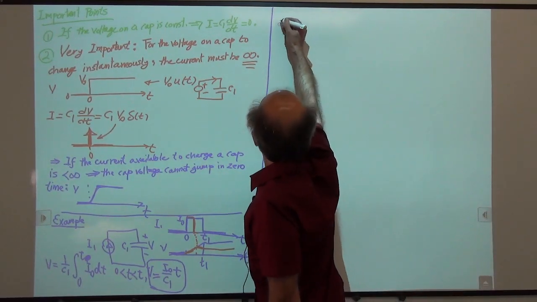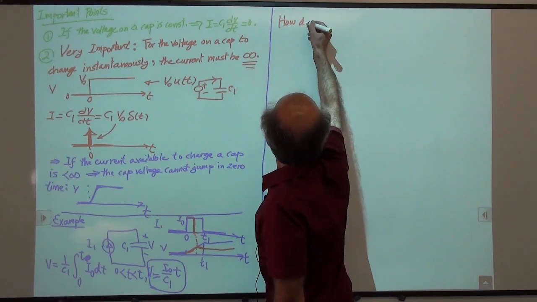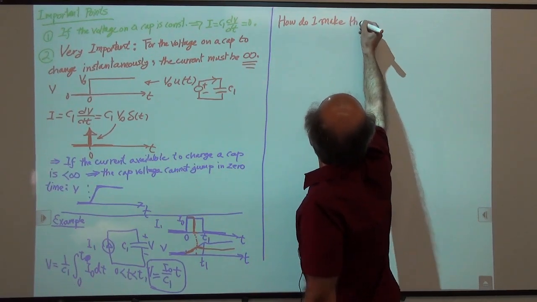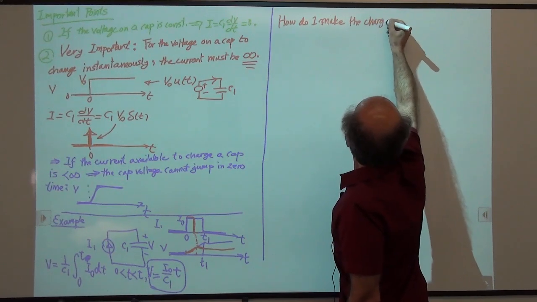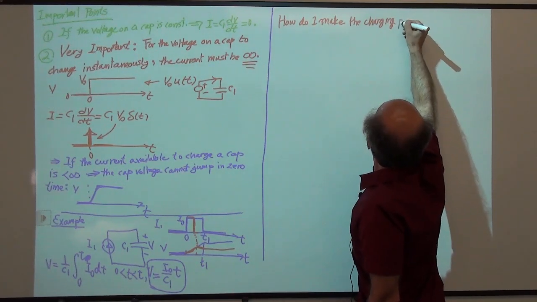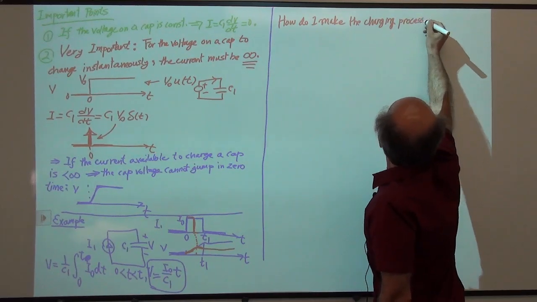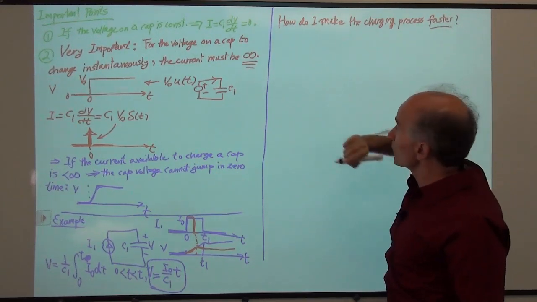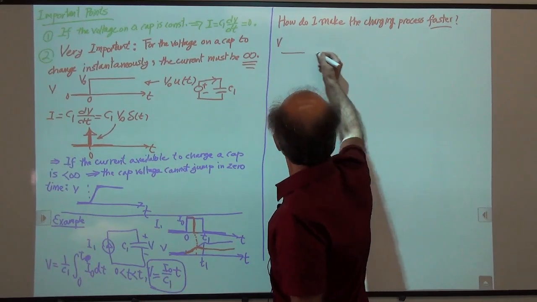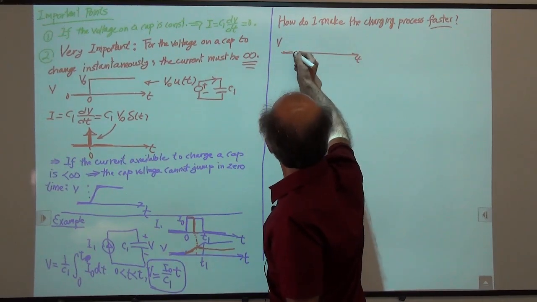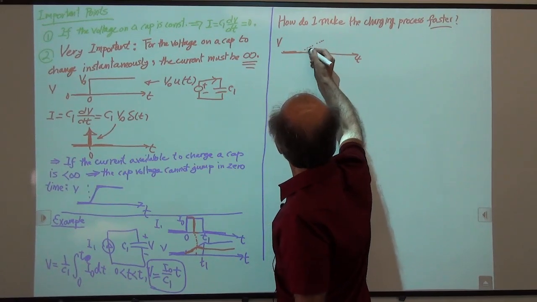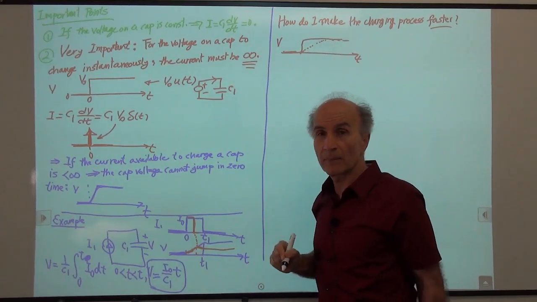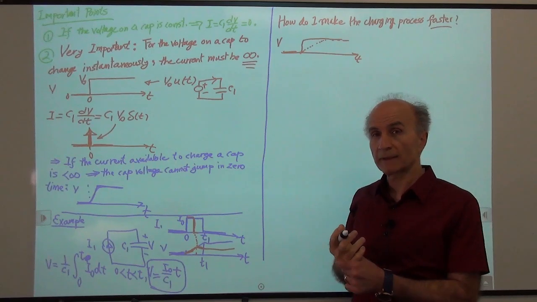So I will raise this question. How do I make the charging process faster? I would like the voltage to change like this. Previously it was changing like that, but I want it to go like this. So what's your guess? How can we do that?